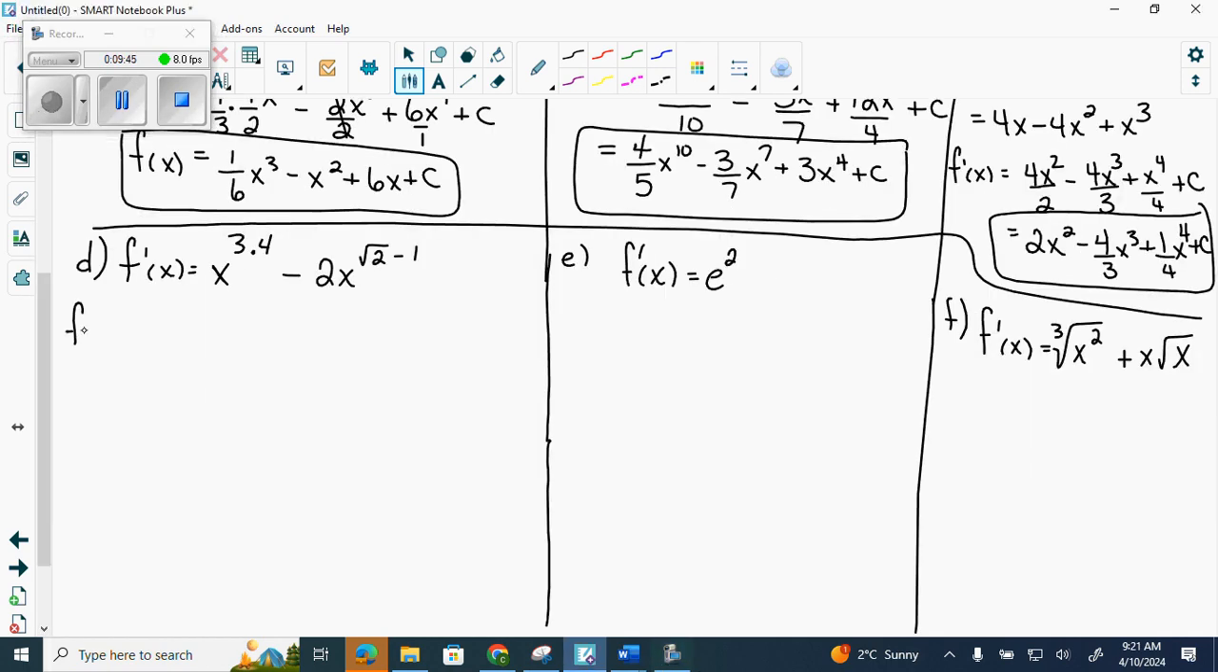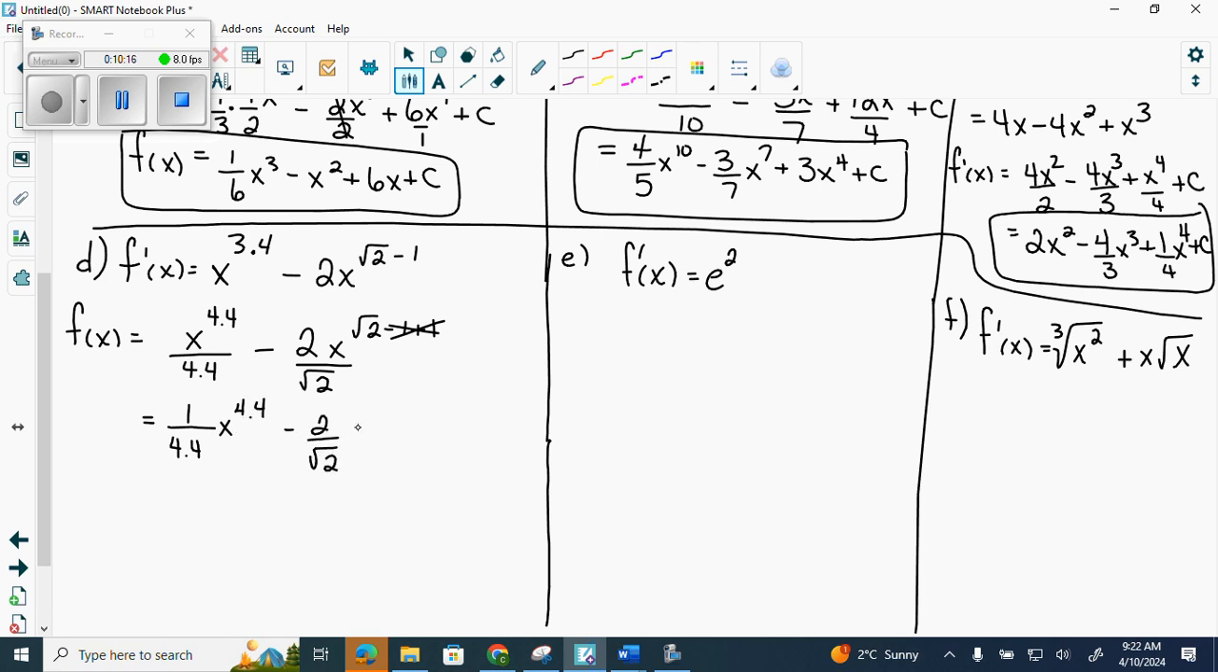So, f of x. We're going to get x, add 1, 4.4, divide by 4.4. Minus 2x. How do I add 1 to root 2 minus 1? You just get rid of the minus 1, because you get root 2, technically minus 1 plus 1. So she's gone. And then we're going to divide by root 2. And so you can just leave it as that. You can go 1 over 4.4. You could turn that to a fraction. It doesn't really matter. And because it's calculus, we don't have to rationalize.